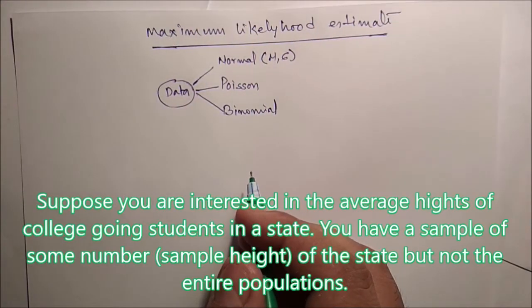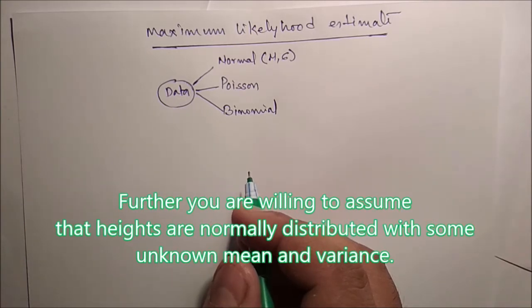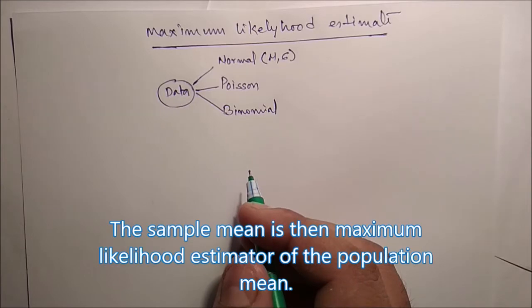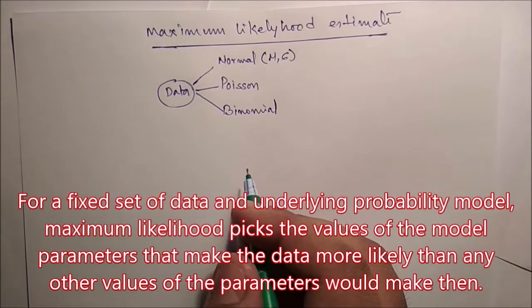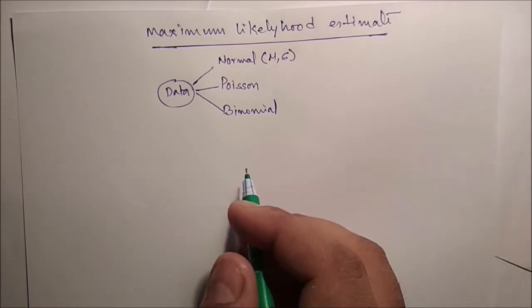For example, suppose you are interested in the heights of a state and you have a sample of some number of heights of the state, but not the entire population, and you record their heights. Further, you are willing to assume that heights are normally distributed with some unknown mean and variance. Now the sample mean is then the maximum likelihood estimator of the population mean for a fixed set of data and underlying probability model. Maximum likelihood picks the values of the model parameters that make the data more likely than any other values of the parameters would make them.